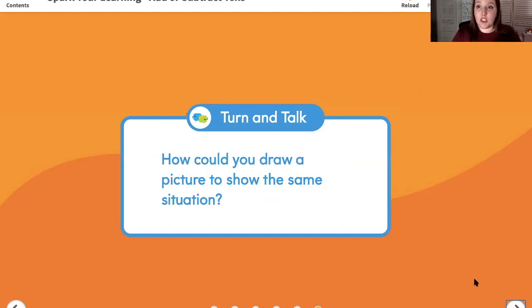So for your turn and talk, you can turn and talk to mom and dad, talk to a sibling. You can even record yourself, you can record a video on Dojo on your portfolio and post it and talk to me. It says, how could you draw a picture to show the same situation? So I want you to think about that. I'll give you a hint. Something you can do is draw a quick picture to help you.